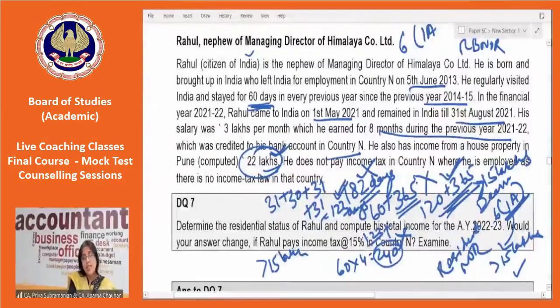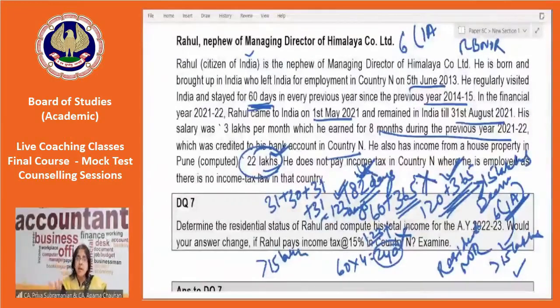Second case, would your answer change if Rahul pays income tax at 15% in the country? If he pays income tax at 15%, then the deemed resident provisions will not apply to him. Deemed resident 6(1)(a) provision will not apply to him. So you have to go on the basis of 6(1) provisions, that is 182 days or 120 plus 365 days. He doesn't satisfy either condition. 182 days also he doesn't satisfy. 120 plus 240 only he has. He doesn't have 365 days. So neither condition he satisfies. In that case, he would be a non-resident.